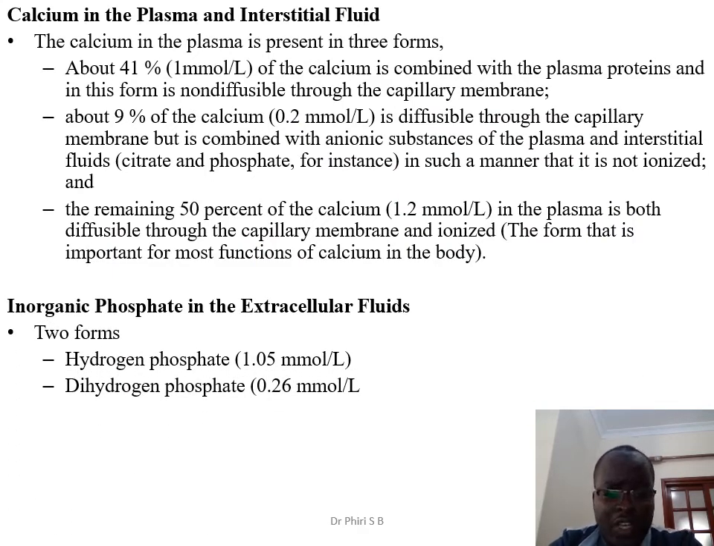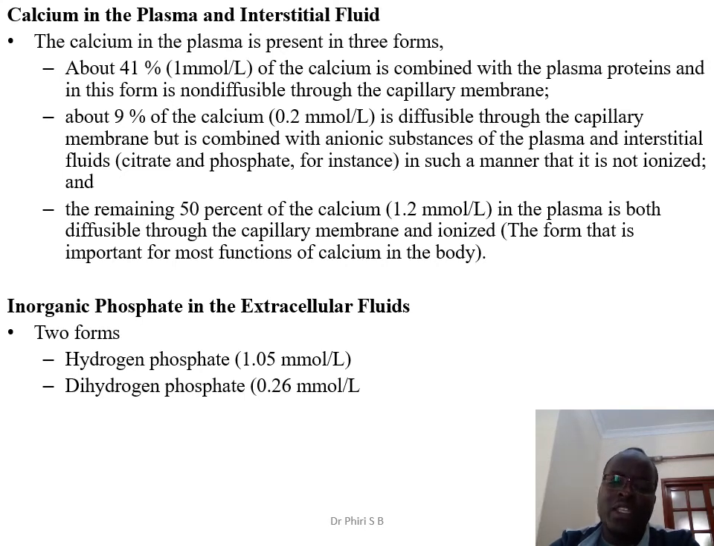Inorganic phosphates in the extracellular fluid exist in two forms: hydrogen phosphates and dihydrogen phosphates. These are the ones referred to as the phosphate buffer. Dihydrogen phosphate simply means that there are two hydrogen ions bound to the phosphate. If you only have hydrogen phosphate, then it's only one hydrogen. So this will act as a buffer system because it can accept hydrogen ions or it can donate hydrogen ions.